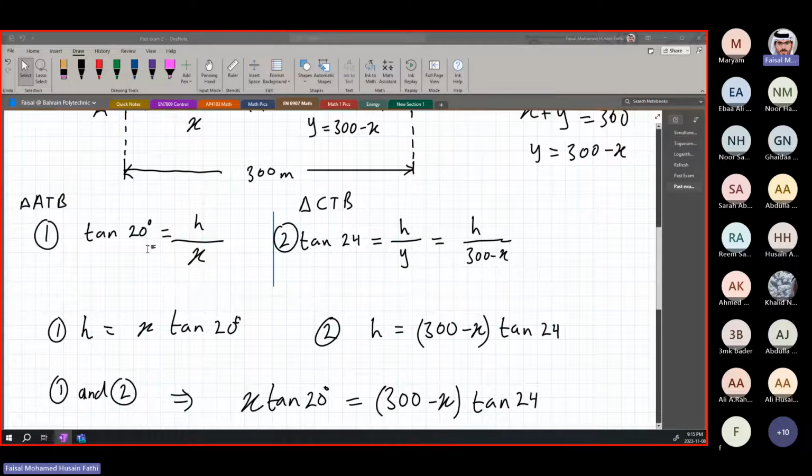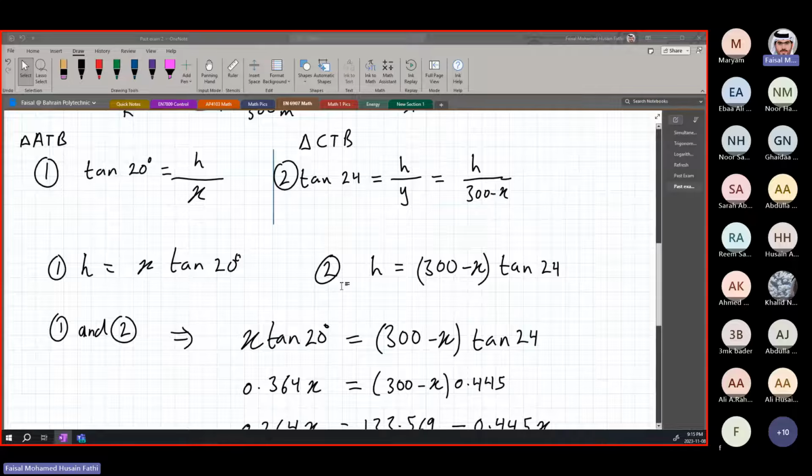I like writing these equations in terms of x because it just makes it simpler, or you can do it in terms of h. It doesn't matter which one you do. I like doing it this way and the math is just quicker for me.